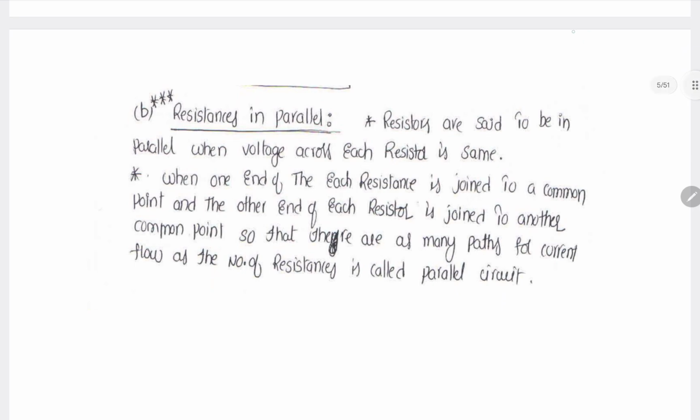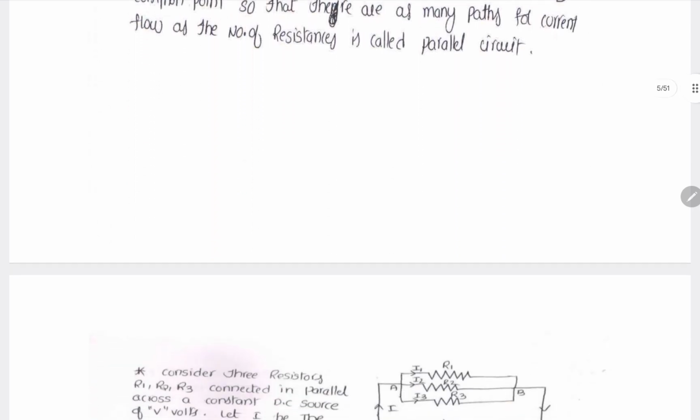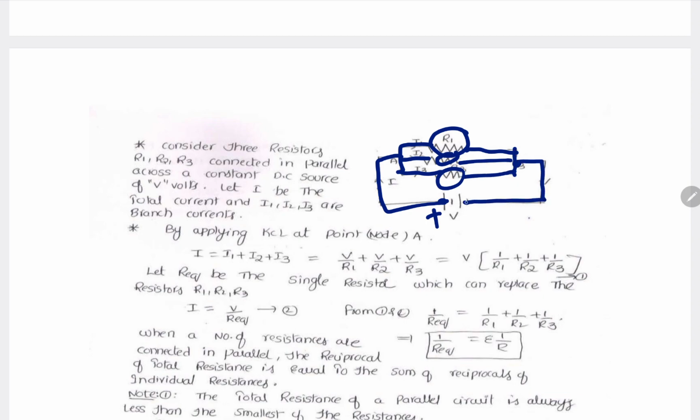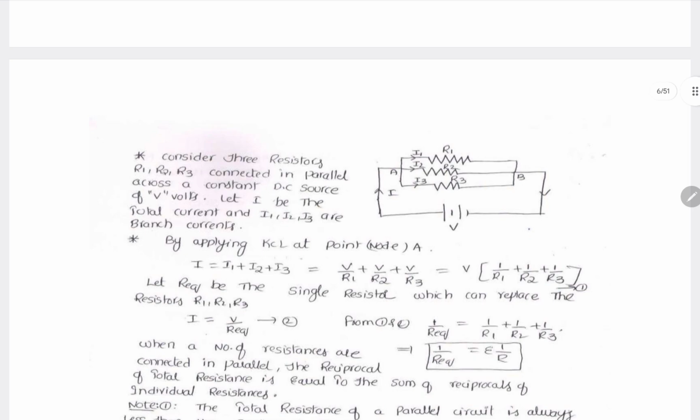So this is about series connection. Now let us see the parallel connection. So this is the parallel connection of resistors. You see R1 first end, R2 first end and R3 first end, all the 3 resistors' first ends are connected to one common point, that is the positive terminal. All the 3 resistors' second ends are connected to another common point. This type of connection is known as what? Parallel connection.